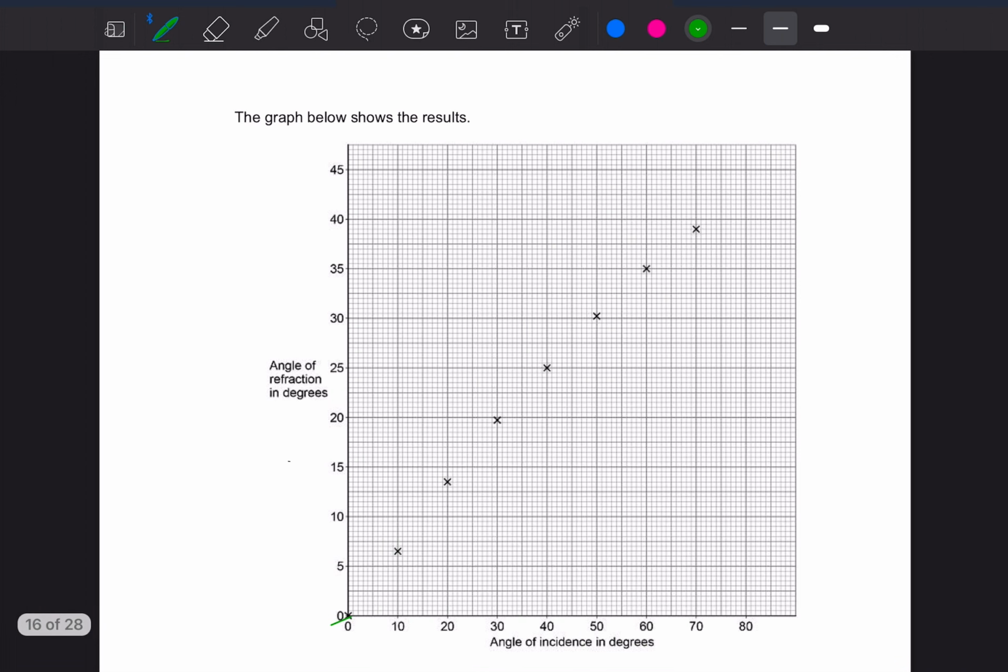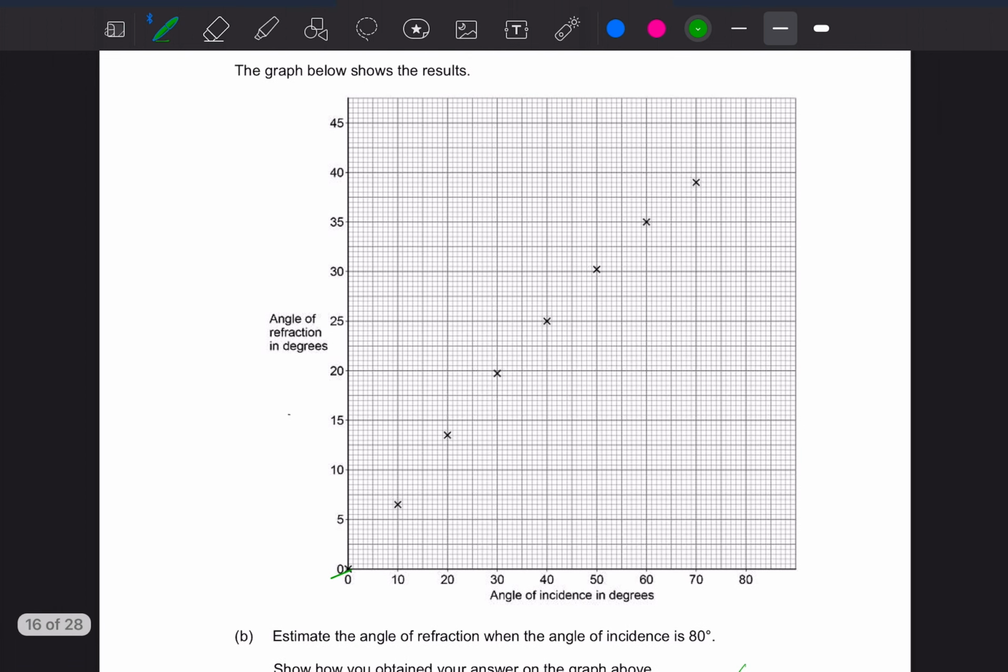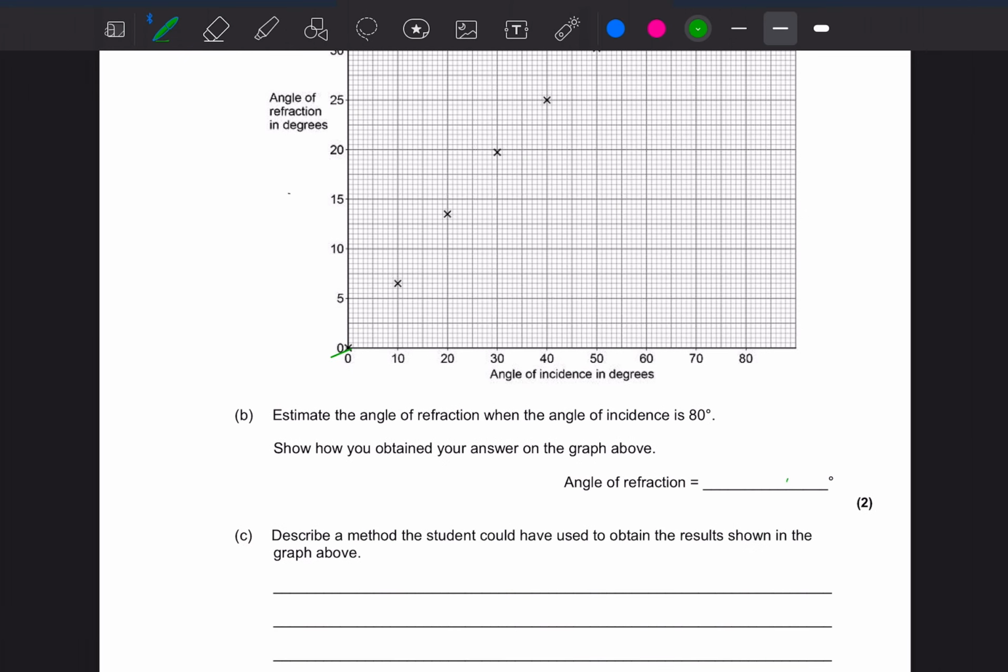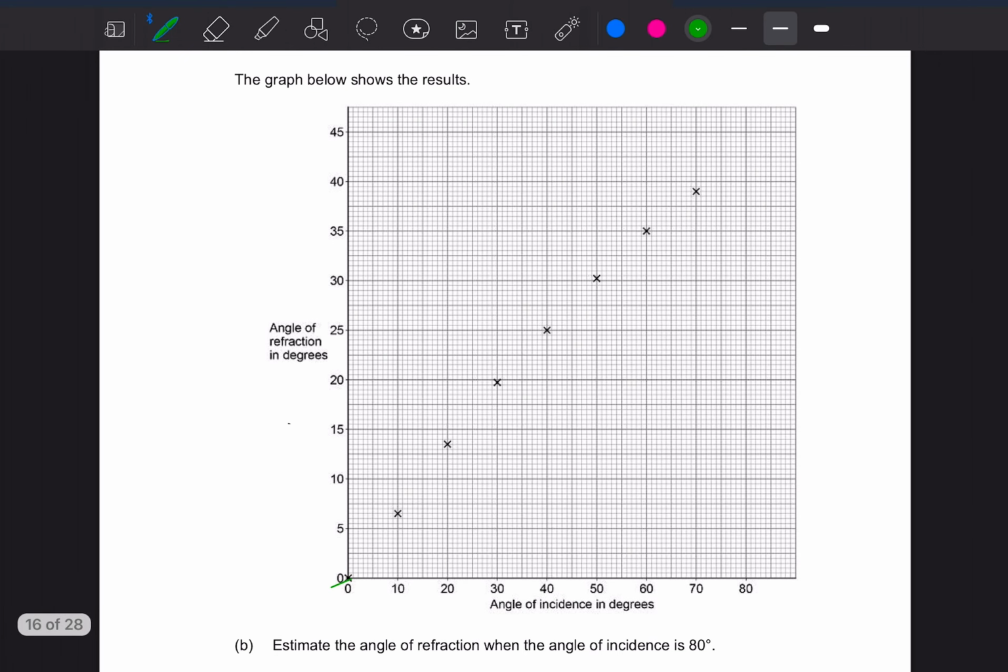Right, the graph below shows the results that some pupils did of this experiment. All right, you can see that I've already worked this out once. All right, so I'm going to do it again.